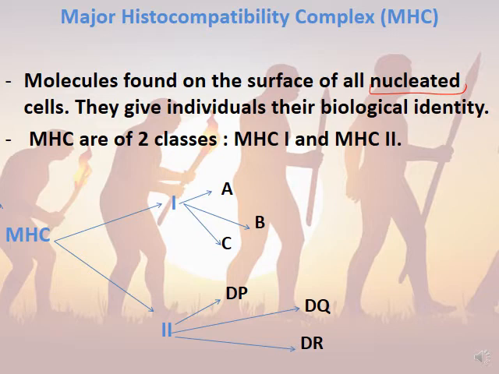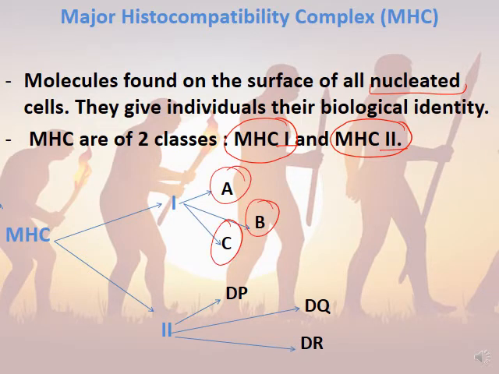So MHC are found in two classes, either MHC class 1 or MHC class 2. These are in Roman numerals 1 and 2. MHC class 1 is divided into subclasses A, B, and C, while class 2 has DP, DQ, and DR. So these are the MHC classes, class 1 and class 2. Subclasses: class 1, A, B, C, and class 2, DP, DQ, DR.